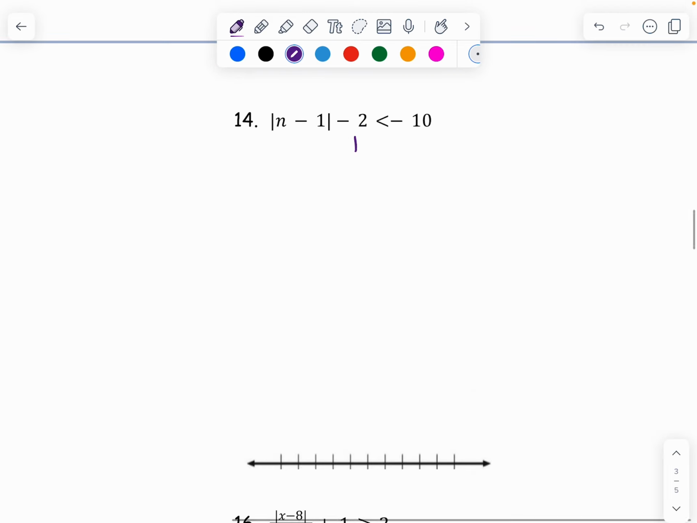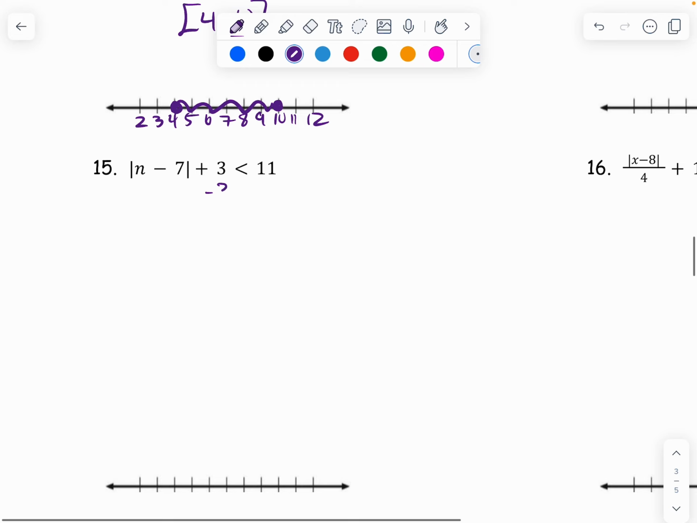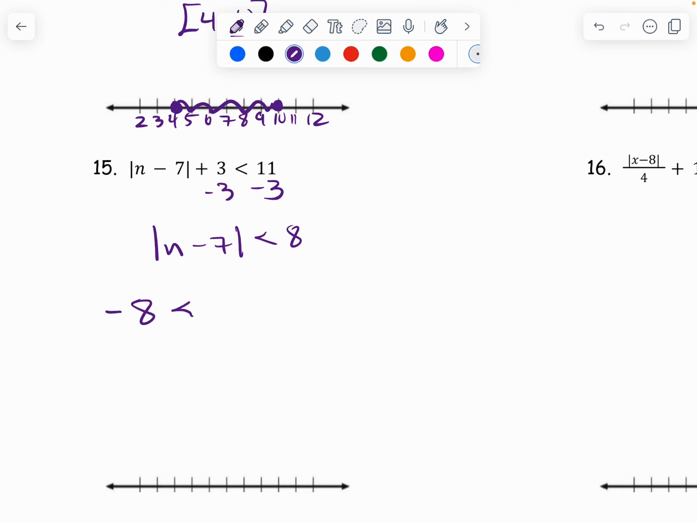Okay, this one, I add 2, add 2. This is positive, less than negative, so no solution. Okay, next, subtract 3, absolute value of n minus 7 is less than 8. Less than, so negative 8 less than n minus 7, which is less than positive 8. Add 7, add 7, add 7. Get negative 1 is less than n, which is less than 15.